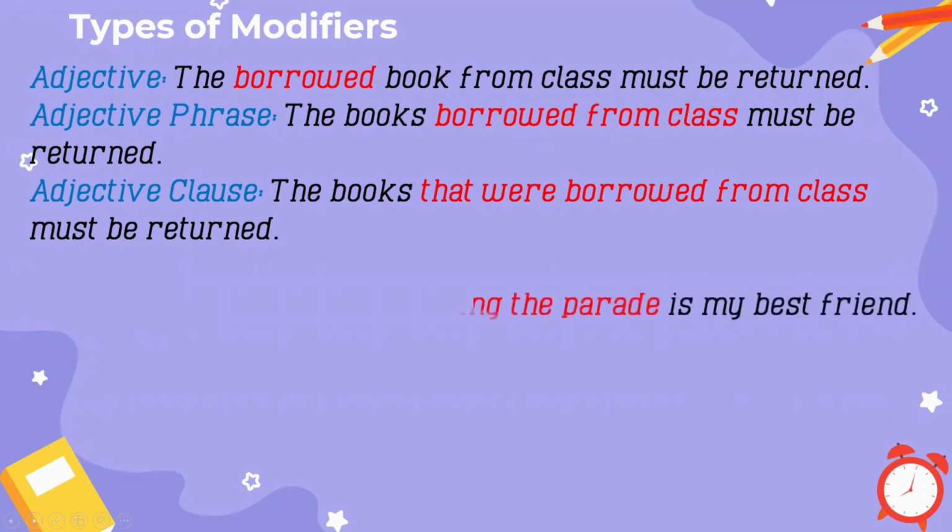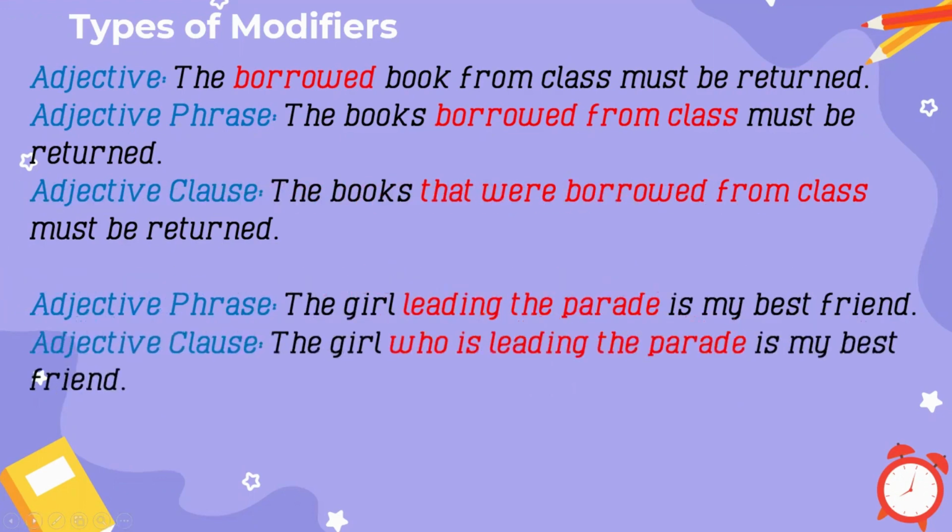Another example. The girl leading the parade is my best friend. Leading the parade is your adjective phrase, or to be specific, participial phrase. This is modifying girl, which is our subject, but it can also be in a form of a clause. The girl who is leading the parade is my best friend. Now for adjective clause, you have there the subject who and is leading as your verb. Now take note that a clause is comprised of a relative pronoun, a subject, and a verb.